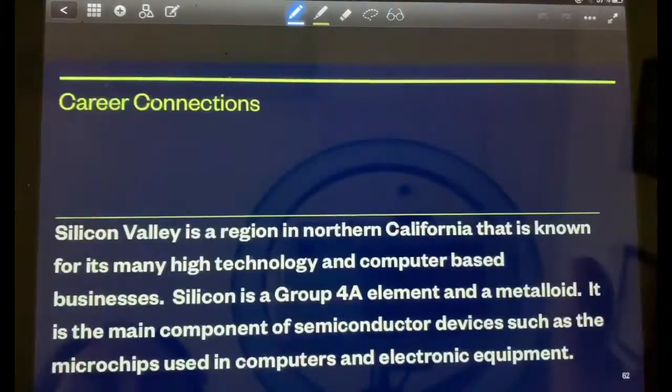Career connections. Silicon Valley is a region in Northern California that's known for its many high technology and computer-based businesses. Silicon is a group 4 element and is a metalloid. It is the main component of semiconductor devices such as microchips used in computers and electronic equipment like your phones.